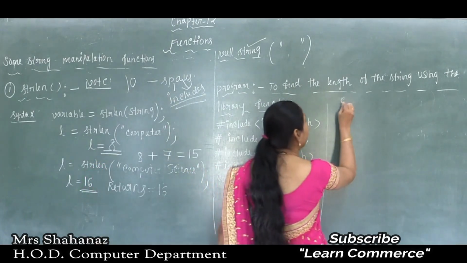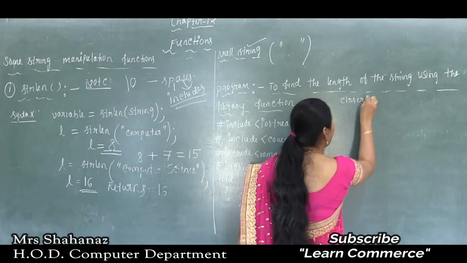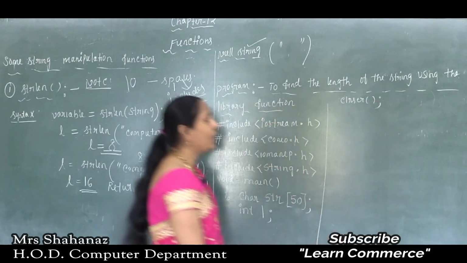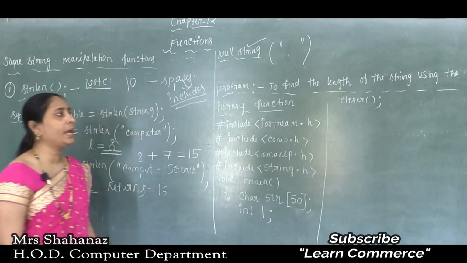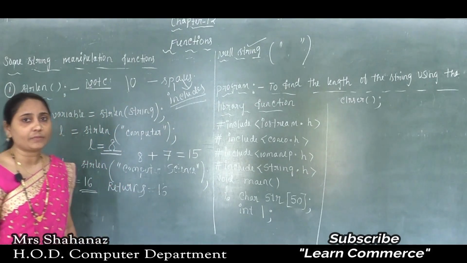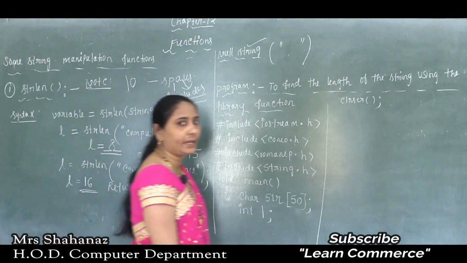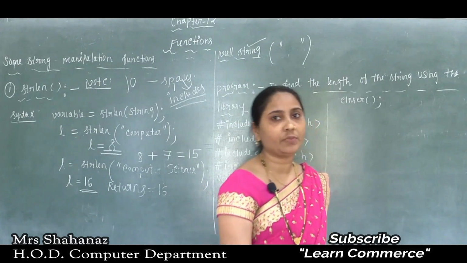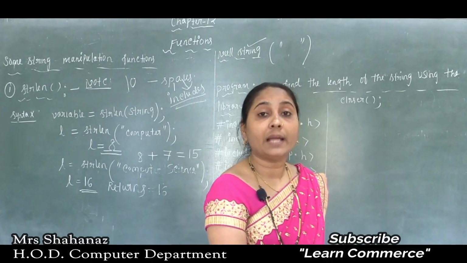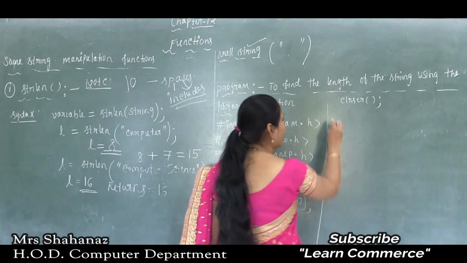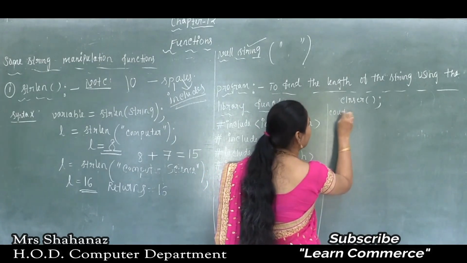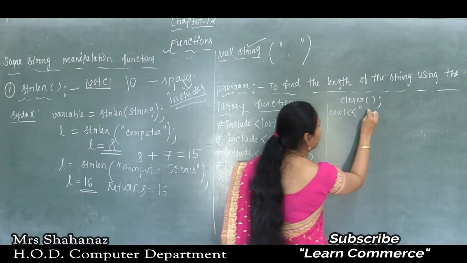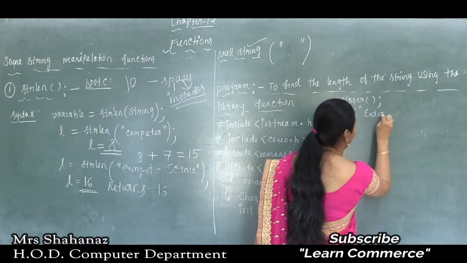Next we need to use clrscr open close semicolon. It is not the first time we are using clrscr, we use it many times, and for that we need the header file conio.h. Next, one message I want to display, the message is enter a string. Clear this one?